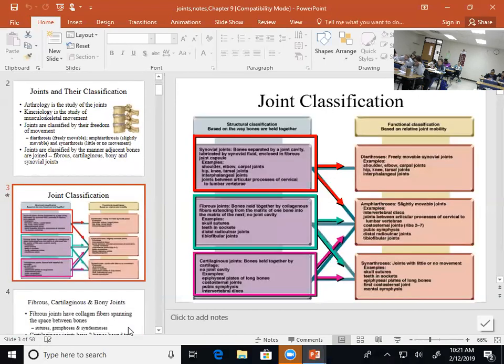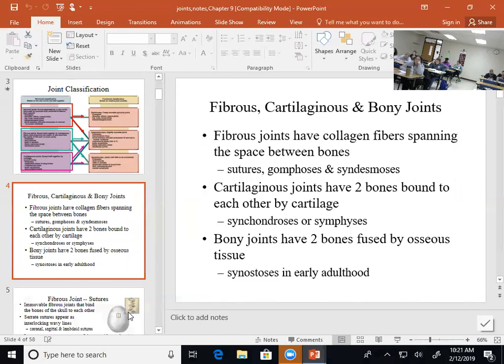Again, do you think I'm going to get you to be able to match classifications? No. I really couldn't care less about those. But there are a couple of things, like basic types of joints, that I do want you to know. Sometimes their connections are fibrous. Sometimes they're cartilaginous. And sometimes it's bony. We've talked about bony joints already today. What did I tell you about the sacrum and the coccyx? What happens in later 20s, early 30s? They fuse. So that's going to be a bony joint.